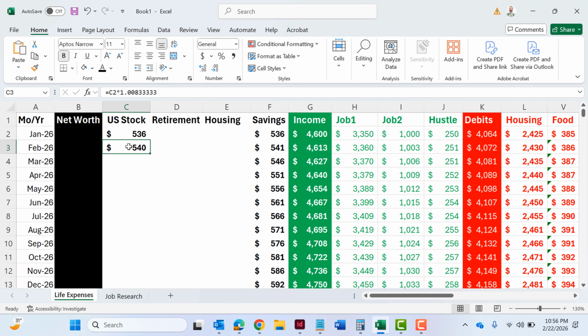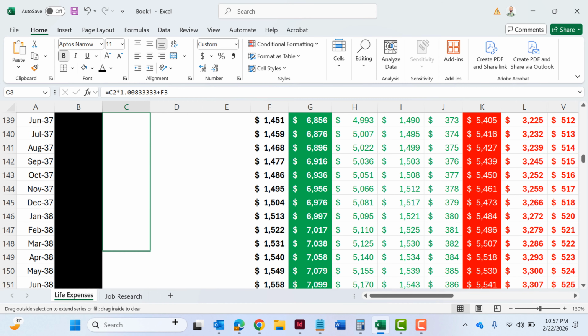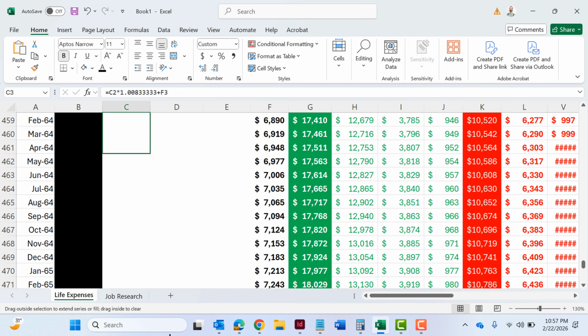All right. Problem here. It's not just how much we had last month and how much interest we earned, which was $4, but it's also plus what we're saving that next month, and that would be F3. Check this out. We started with 536. The next month is 536 times 1.008. That's our interest rate we earned, plus our new savings amount. Pull that down. Keep going down until 500.